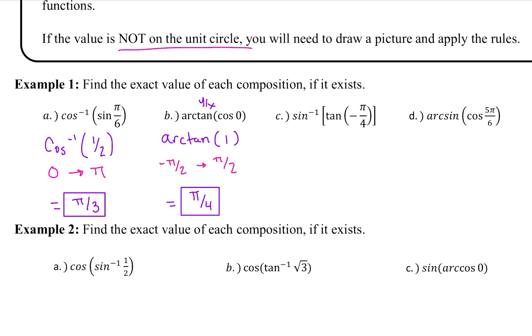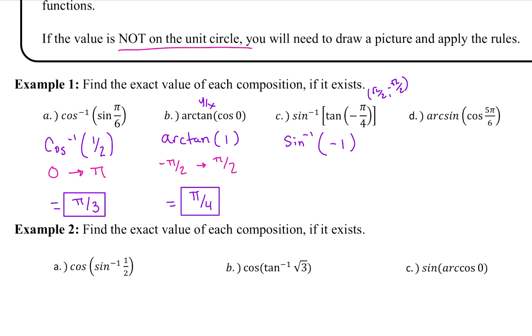Over in part C, the inverse sine of the tangent of negative pi over 4. So inverse sine stays the same. What is the tangent of negative pi over 4? Well, at negative pi over 4, we got square root of 2 over 2, negative square root of 2 over 2. So that would divide and give us negative 1. Right, y divided by x, negative square root of 2 over 2 and positive square root of 2 over 2 simplifies to 1, and we keep that negative sign.